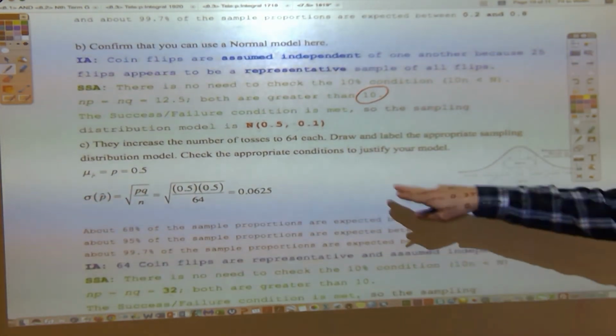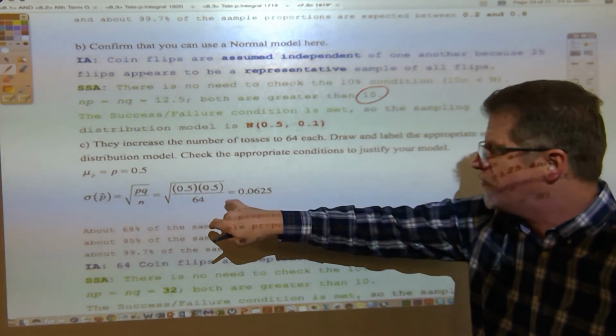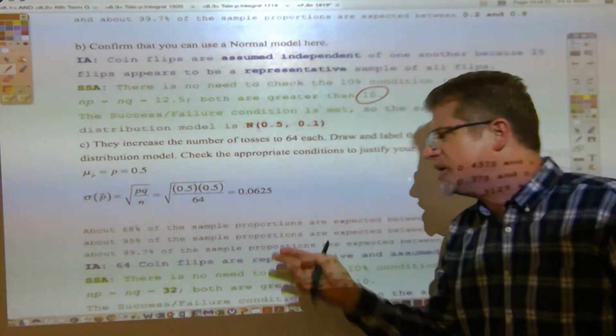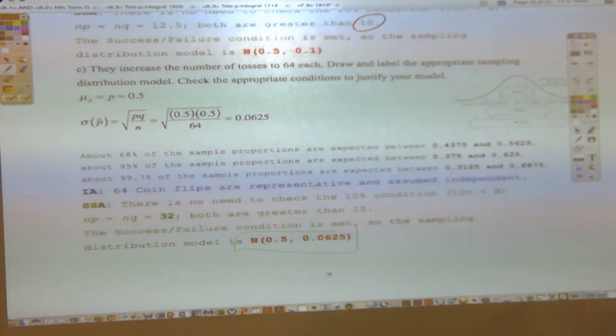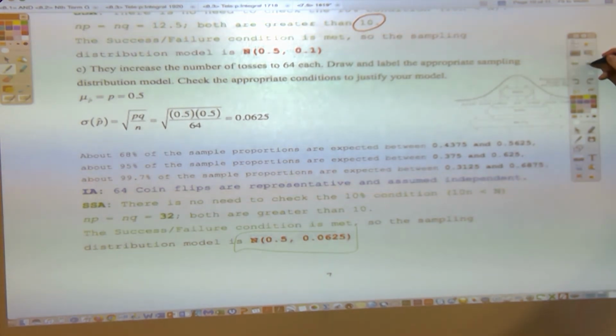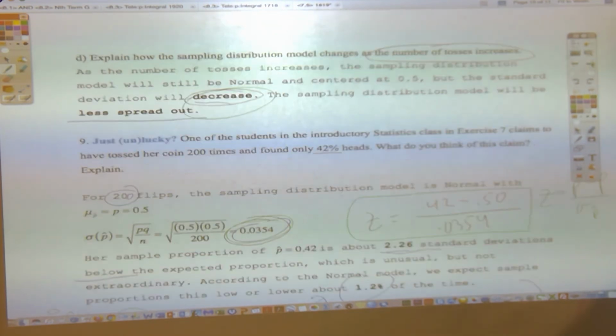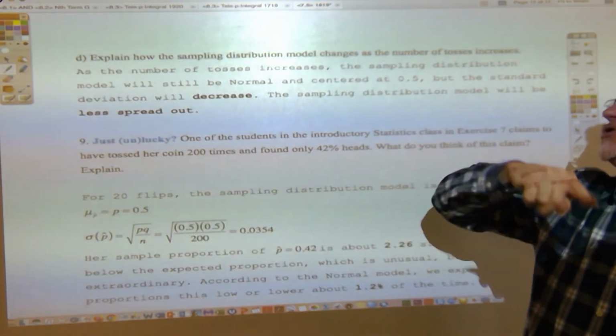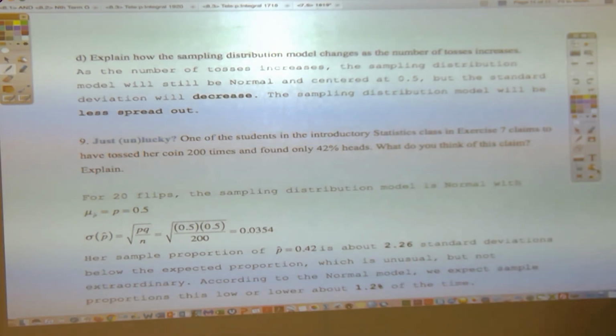So what if they increase it to 64? If n is 64, the standard deviation keeps shrinking. Now it's down to 0.06. And yes, clearly, that's no surprise here. Last page, let's go to page 4. I knew we'd be doing a lot of talking about the applet. That's where the emphasis was today, so I didn't want to have you waste a lot of time taking notes.